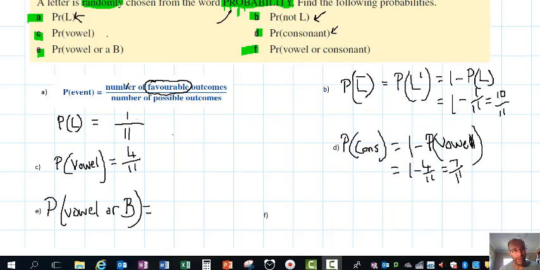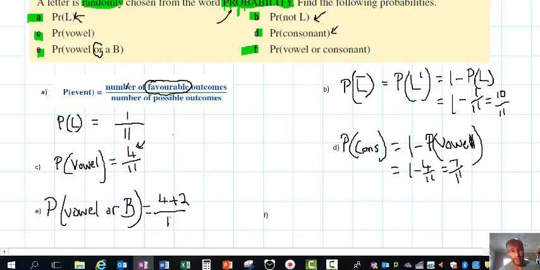In the next part, part E, probability of a vowel or a B. The or means we'll accept either. B is a consonant, so we're looking for B, and we're looking for the vowels as well. There are two ways of doing it. You could just count all of the relevant things up. We saw there were 4 vowels, so there's 4. How many B's are there? One, two B's. So you could go 4 plus 2 over 11, which is 6 on 11.